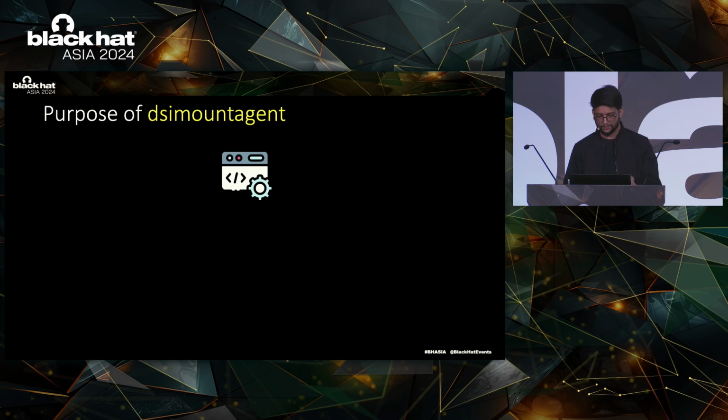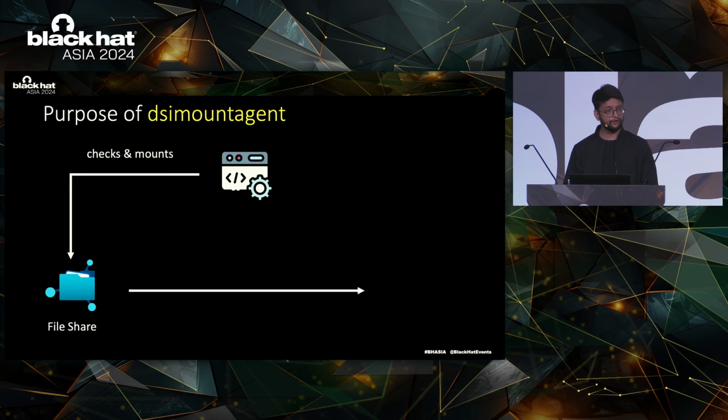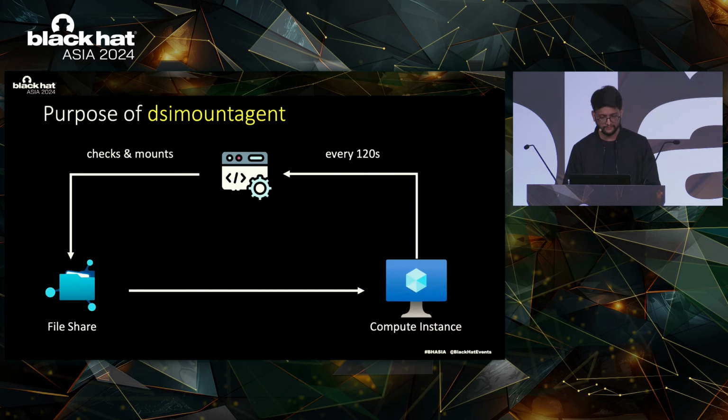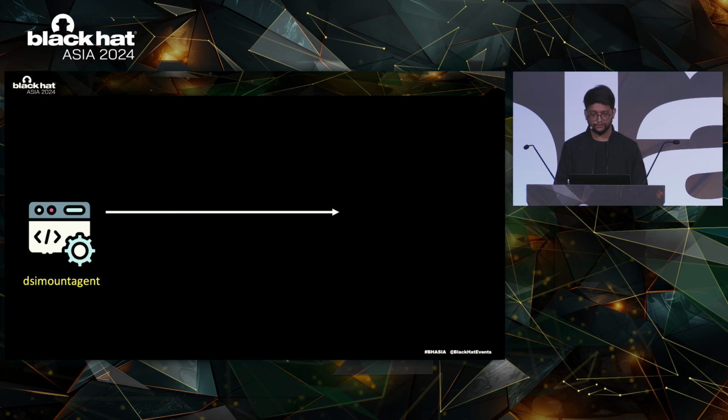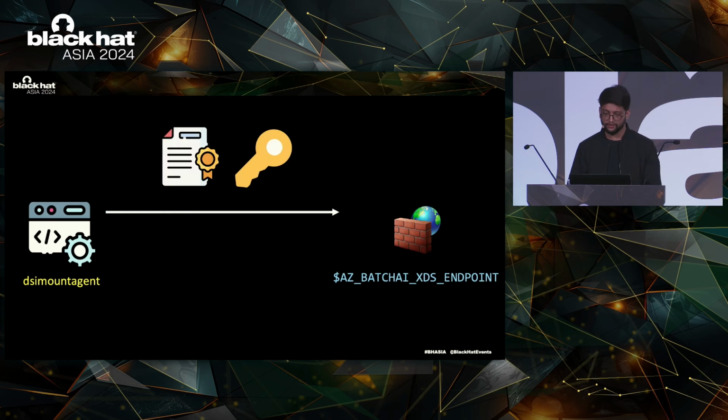Well, the purpose of DSi Mount agent is to make sure that the file share of the storage account for this workspace is mounted on the compute instance. And it does so by checking every 2 minutes. So its job is just to make sure that the file share is mounted on the compute instance. So it turns out the DSi Mount agent talks to the batch AI XDS endpoint using the same pair of certificate and the private key that identity responder daemon uses. And in the response, we get something.